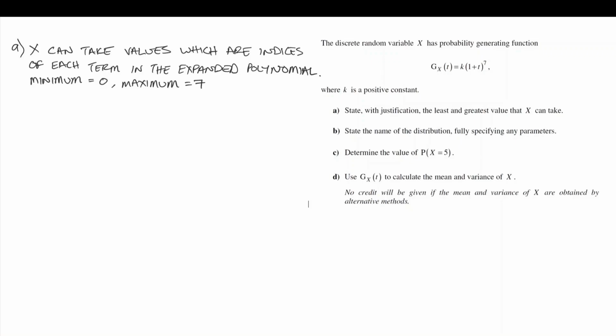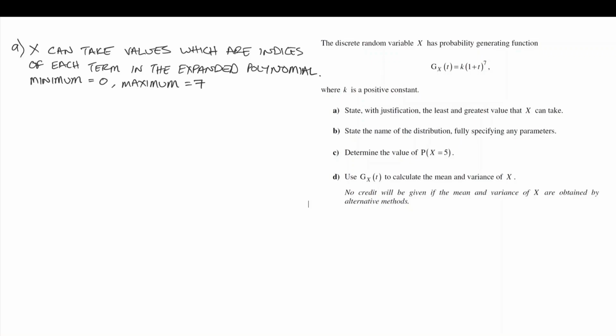indices on t, and therefore the minimum and the maximum values that x can take. Part B of the question asks us to state the name of this distribution, fully specifying any parameters. Well, looking at the brackets, I hope you recognize straight away, this is a binomial distribution. We have two terms inside the bracket, and it's being raised to a power. This is a binomial distribution.